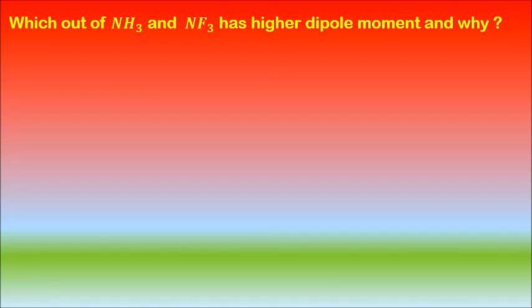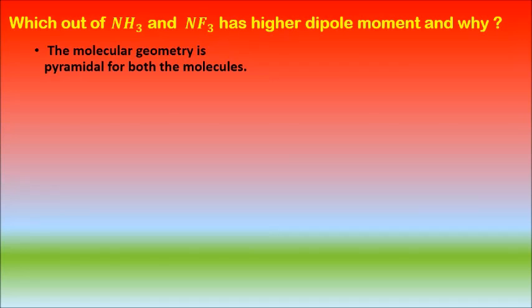Now let's discuss this question. Which out of NH3 and NF3 has higher dipole moment and why? The molecular geometry is pyramidal for both the cases. Both the molecules possess the pyramidal geometry. And in each molecule, nitrogen is at the center. And it has how many valence electrons? 5. Out of 5, 3 are used for the bond formation with hydrogen in ammonia, and 3 in the case of NF3. So, one lone pair remains on the nitrogen atom in both the cases.